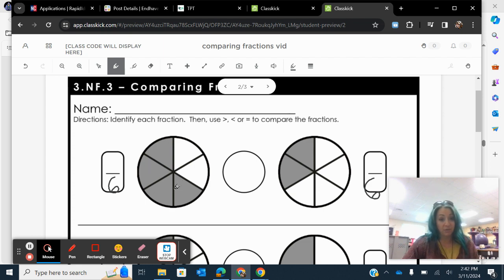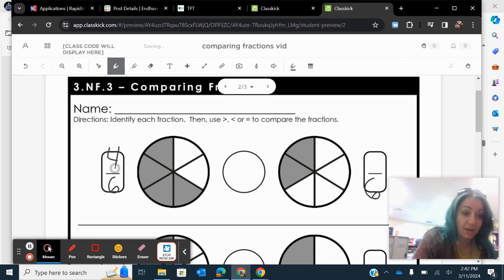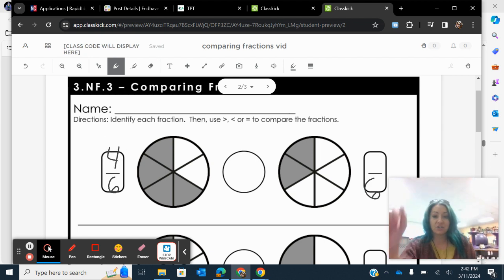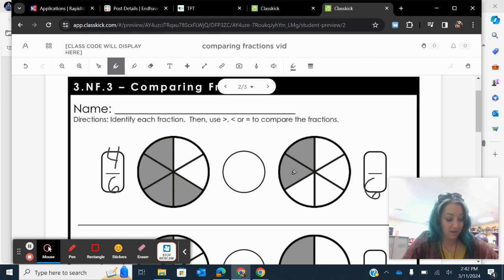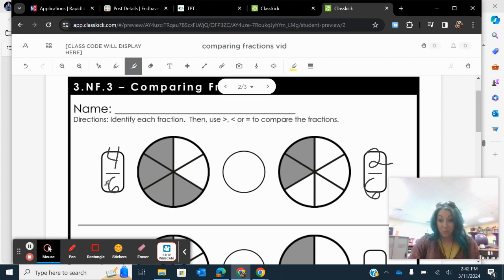Okay, now let me look over here and see how many pieces are shaded in. 1, 2, 3, 4. So for this one, 4 out of 6 pieces are shaded in. Over here, 1, 2, 2 out of 6 pieces are shaded in. Okay, so when I'm looking at this, what I want to draw your attention to is that the denominator is the same for both of these. So this little fraction hack that we're going to talk about, it only works if you're comparing fractions with the same denominator. So 6 and 6, same denominator.